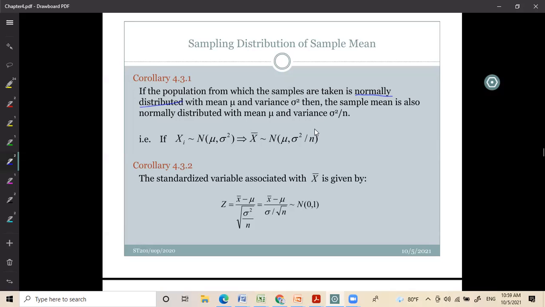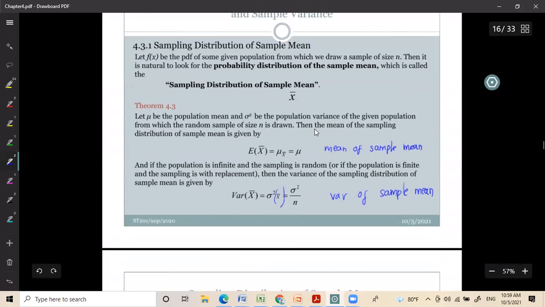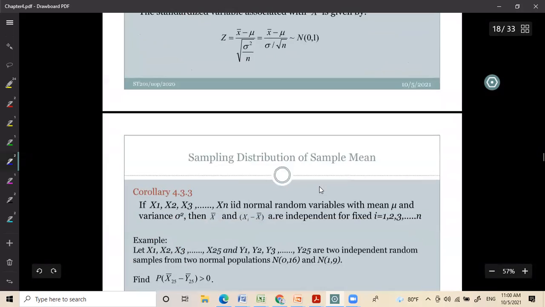So you can write, when the xi's are from the normal distribution with mean mu and variance sigma square, this is from the population, then X bar will also follow the normal distribution, now with the same population mean, and the variance will be sigma square over n. That comes from theorem 4.3.